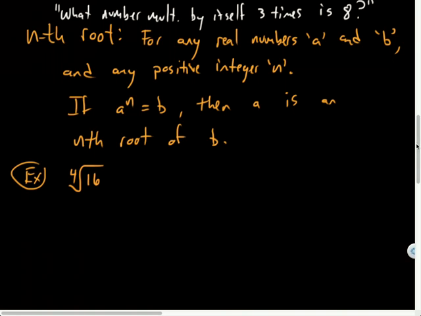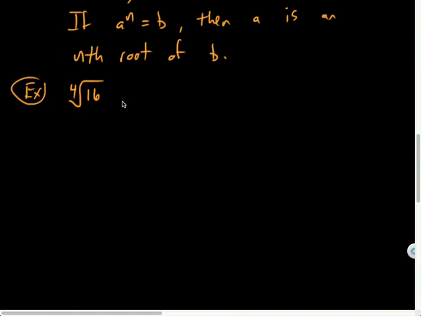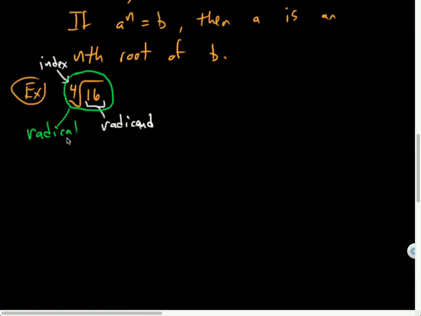So, fourth root of 16, let me just get you some vocab here. The 4 part is actually called an index. The index of the radical, if you really wanted to. The 16 part is called the radicand. And the entire expression is called a radical. Okay?